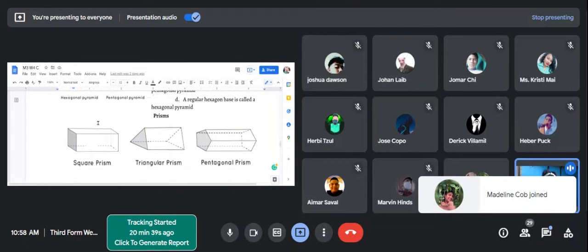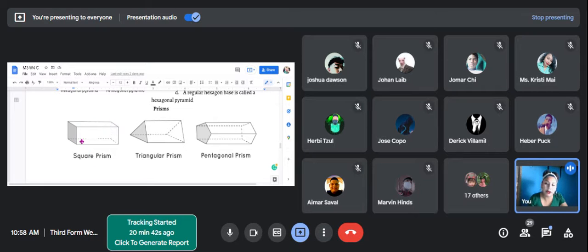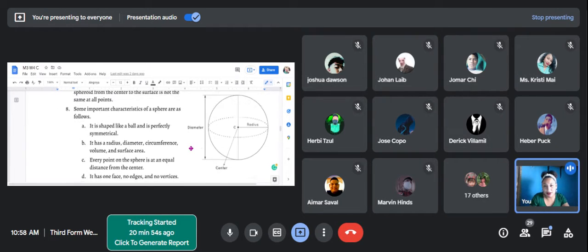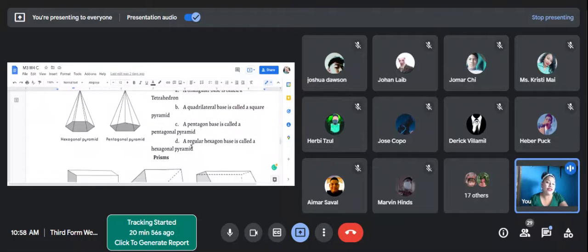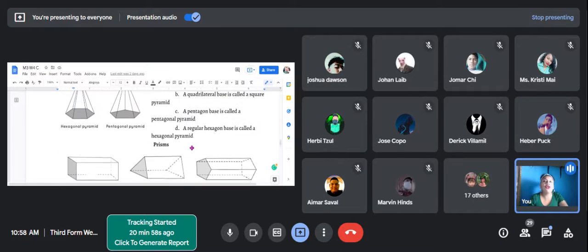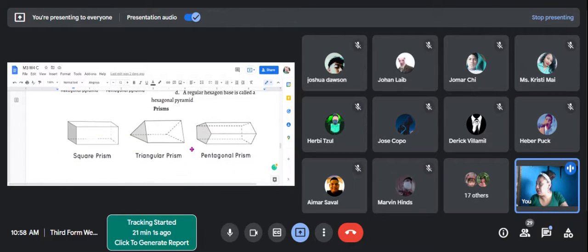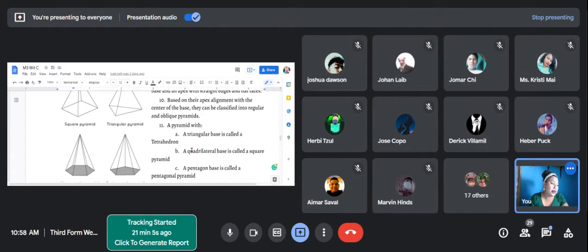Then you guys should have your prisms. A square prism or a cuboid, if you want to call it a cuboid, or a rectangular prism, a triangular prism, and a pentagonal prism. These are the 8 shapes that I'm talking about that you should have in your video. And you don't have to make it. If you can find something in your house that represents it.